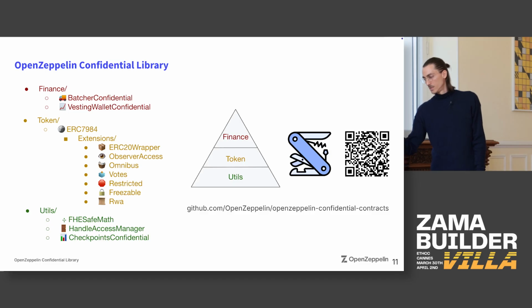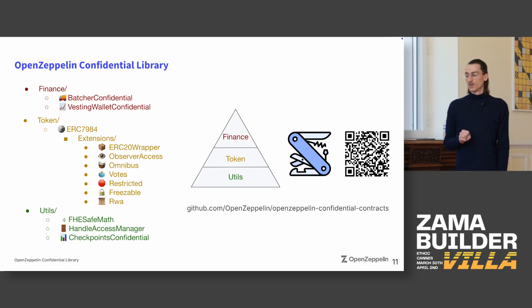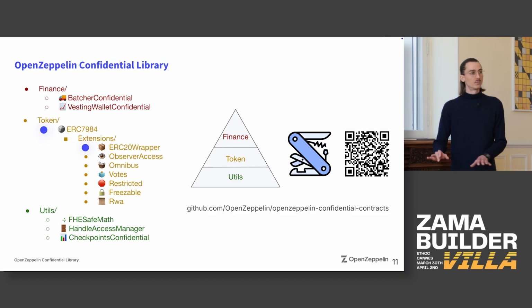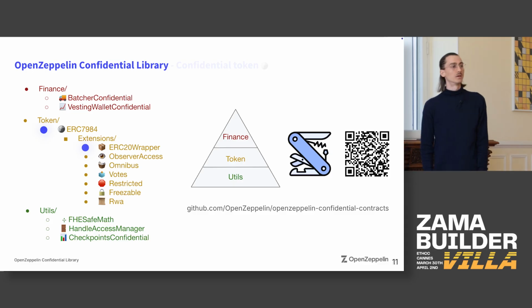On top of these confidential tokens, we have even more complex contracts. We have the confidential batcher, and we also have the confidential vesting wallet. Today, I won't be able to dive into everything. We are going to focus on the confidential token contract and also on the ERC20 wrapper.